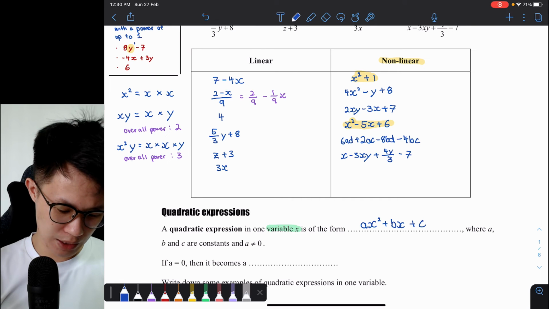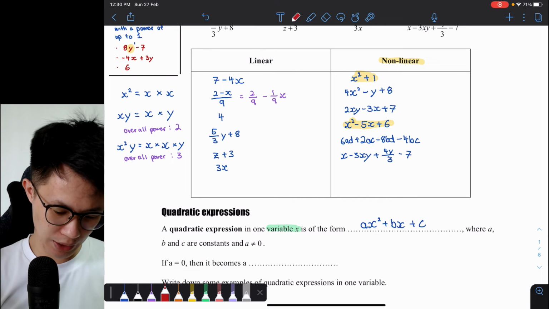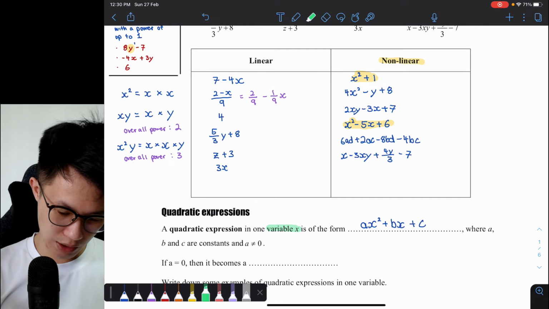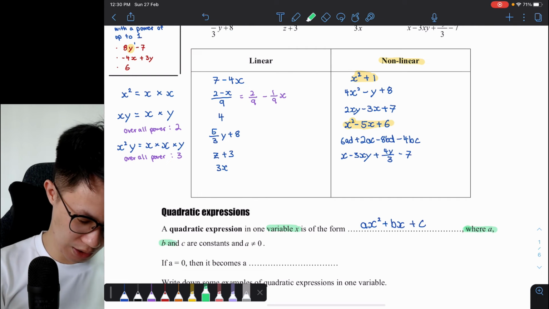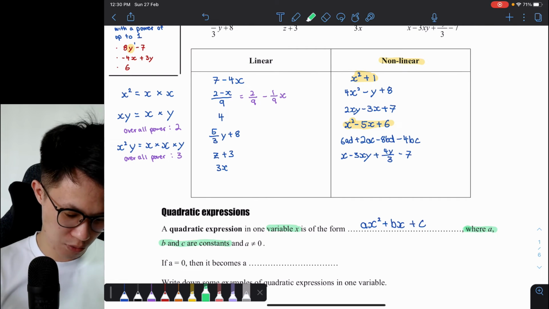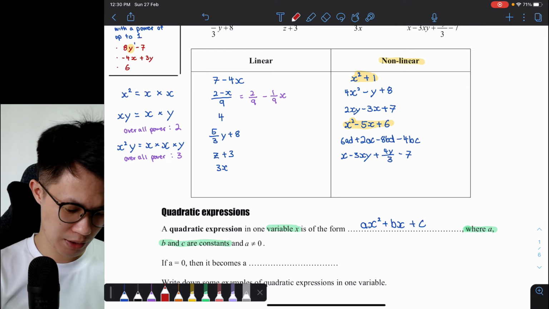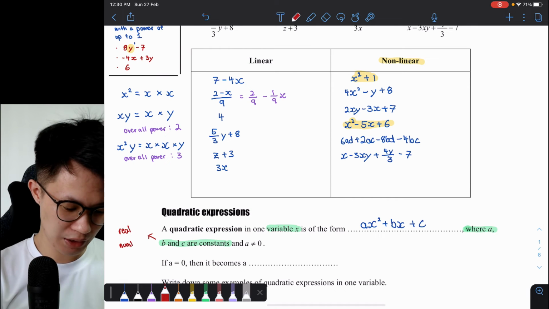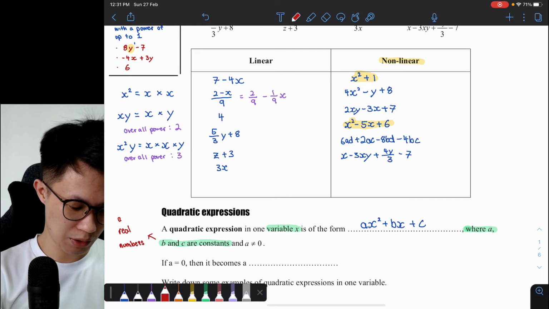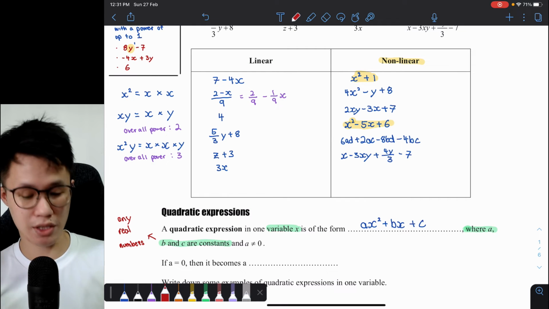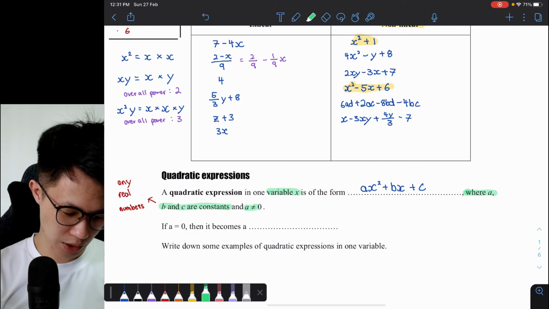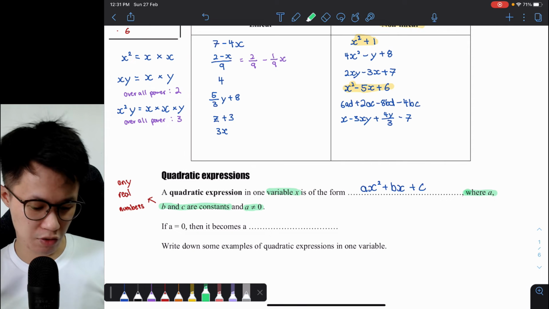Now, just to mention, we regard a, b, and c as constants. Constants just means they are numbers, which can be any real numbers. We are not regarding them as variables. We are regarding them as constants, numbers. And especially, we have a case where a is not equal to 0.